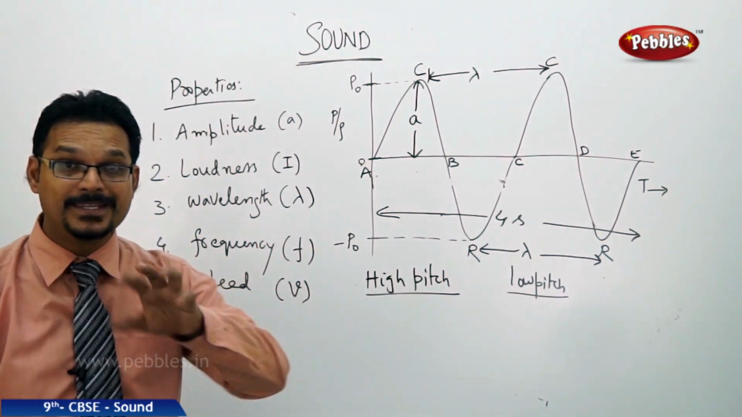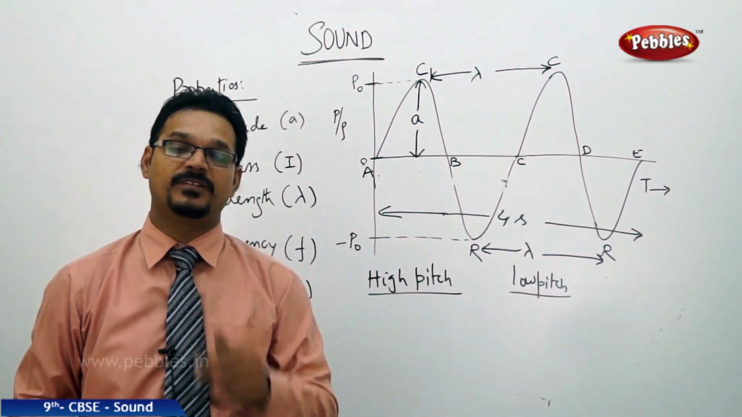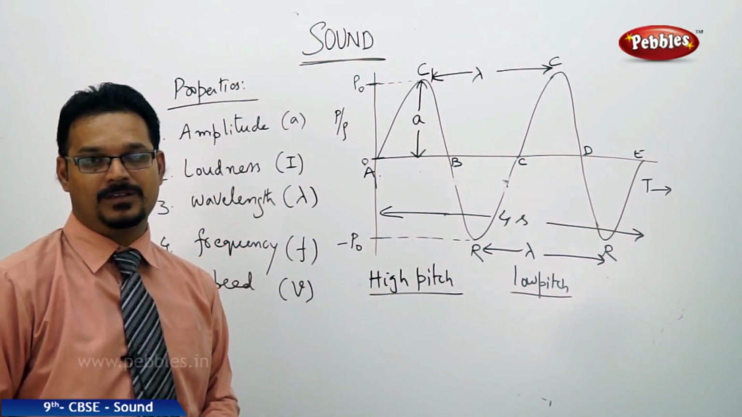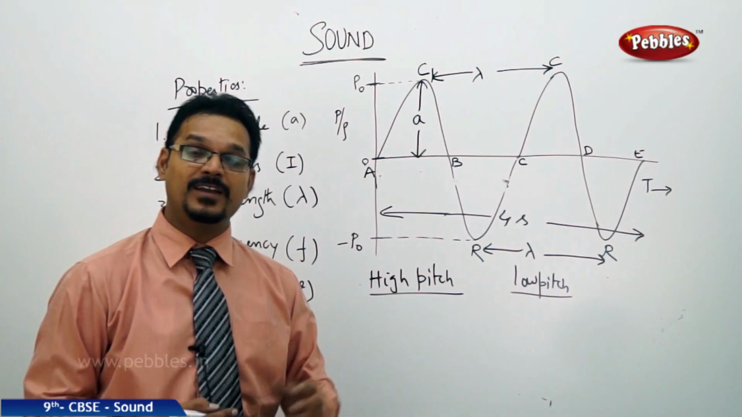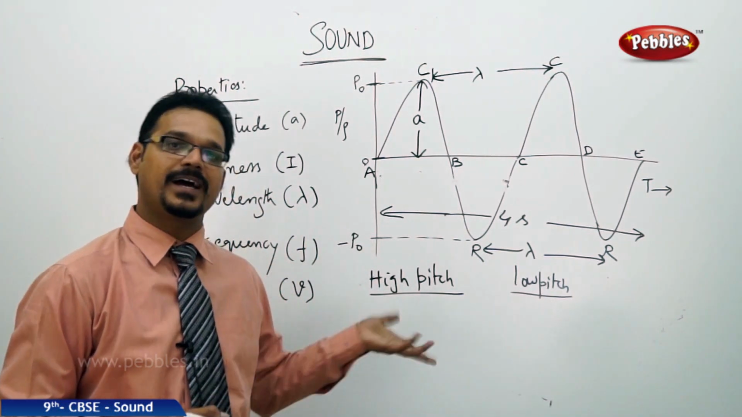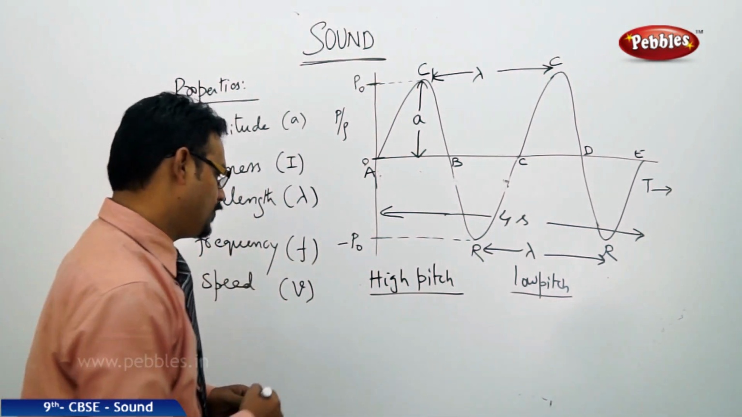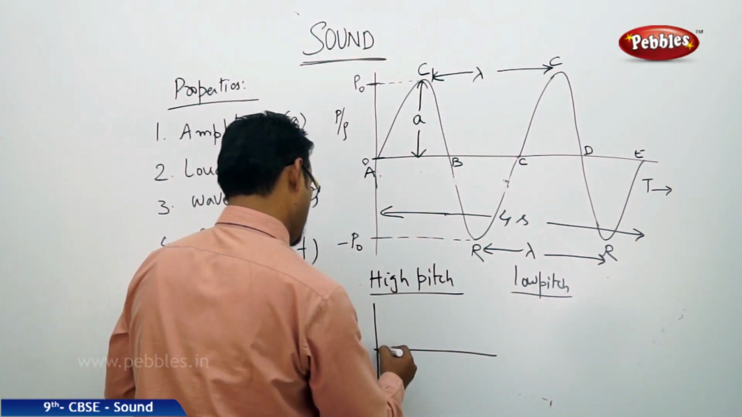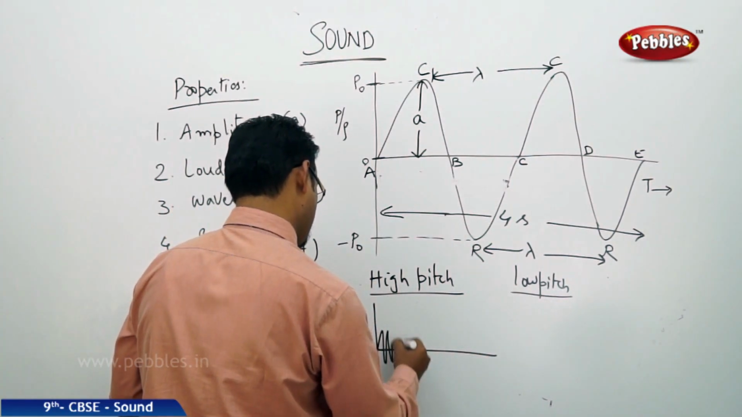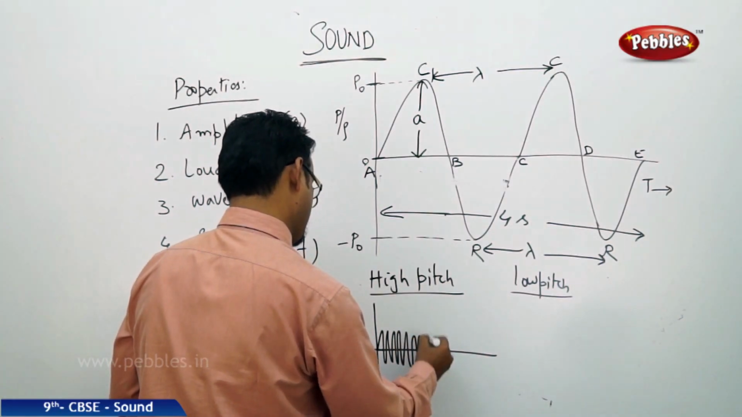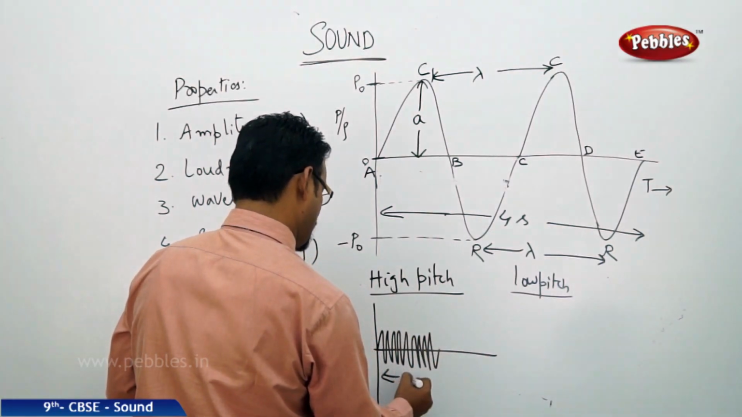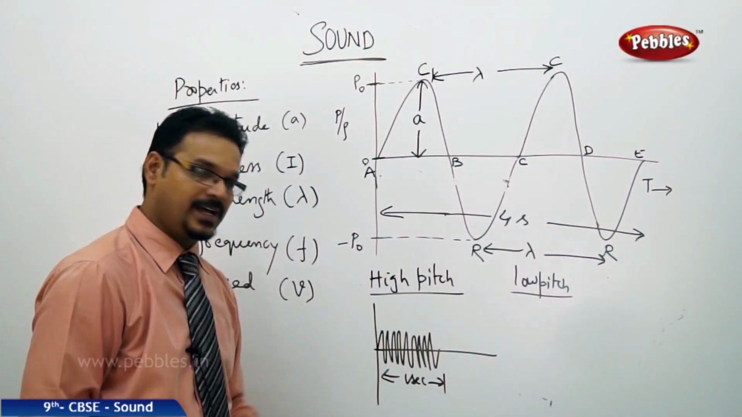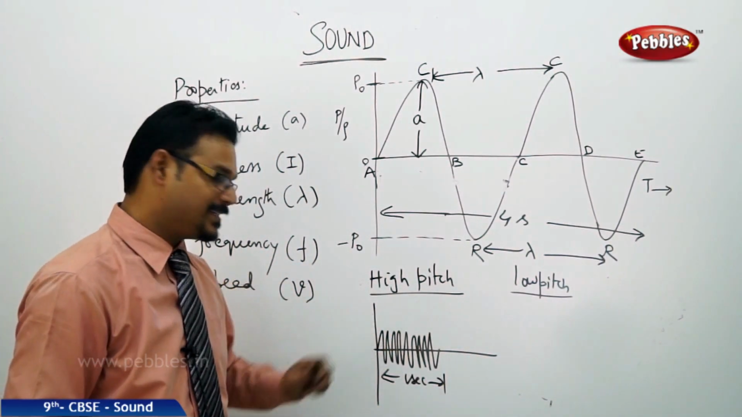Now, based on the frequency, you have two types of waves, high pitch and low pitch. What is the high pitch? The sound wave having high frequency is called high pitch. Let me show you graphically. See here. This is for 1 second only. See the number of waves. High frequency means more number of waves in 1 second.